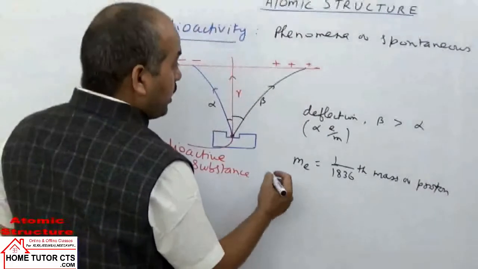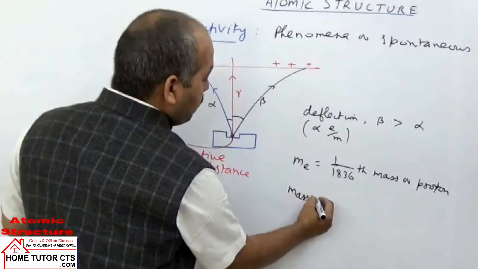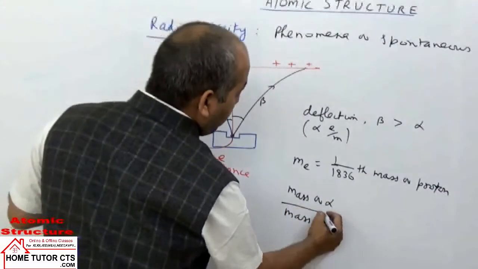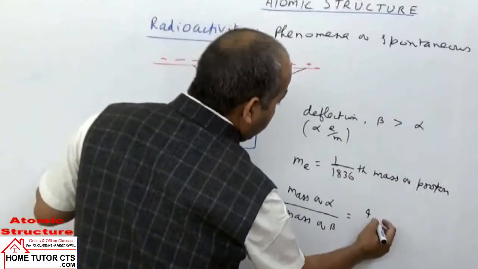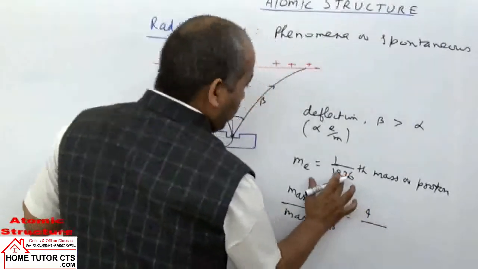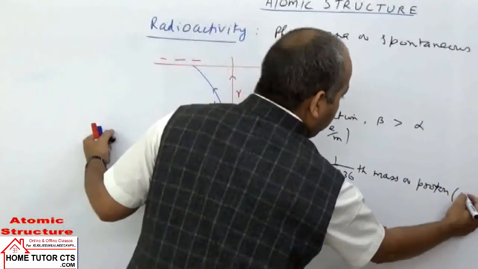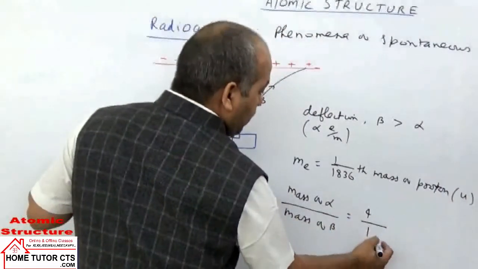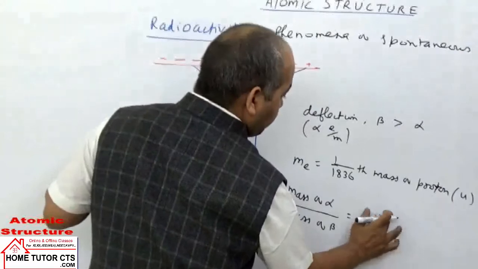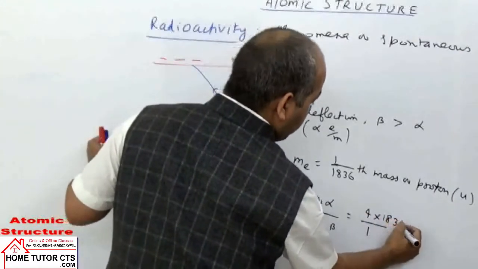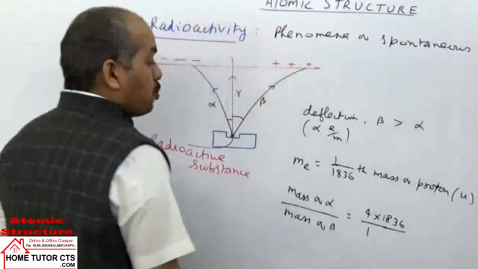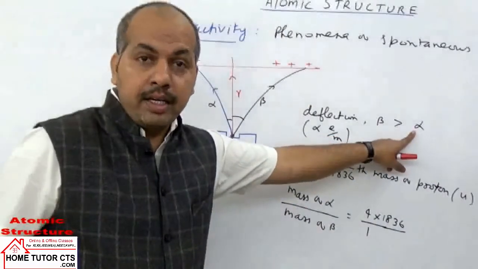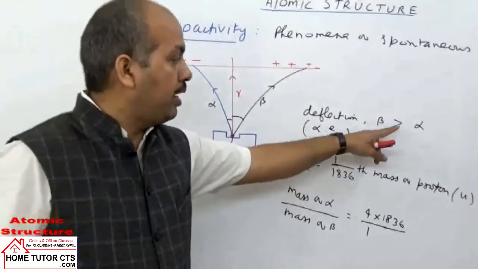So if we compare the mass of an alpha particle and the mass of a beta particle, the alpha particle has 4 unit mass, in atomic mass units. And the beta particle's mass is 1 by 1836 times that. So the mass is very high for the alpha particle.